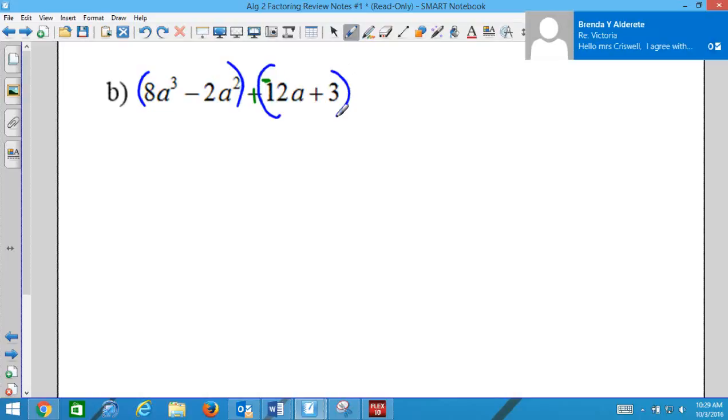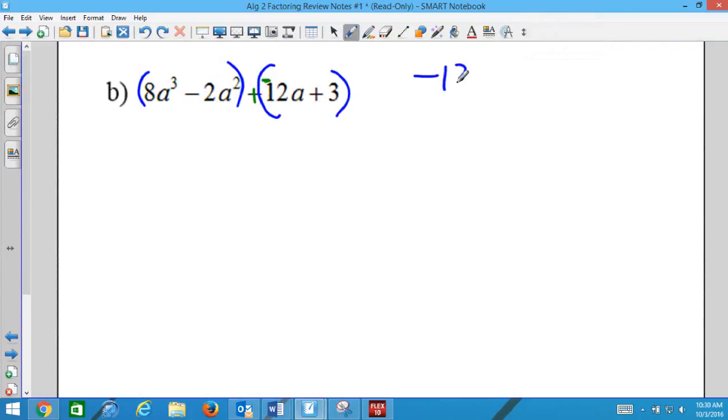Would you have to flip over the 3? No. Because minus 12a is the same as plus negative 12a. These are equivalent. So I'm just changing the 12, not everything.